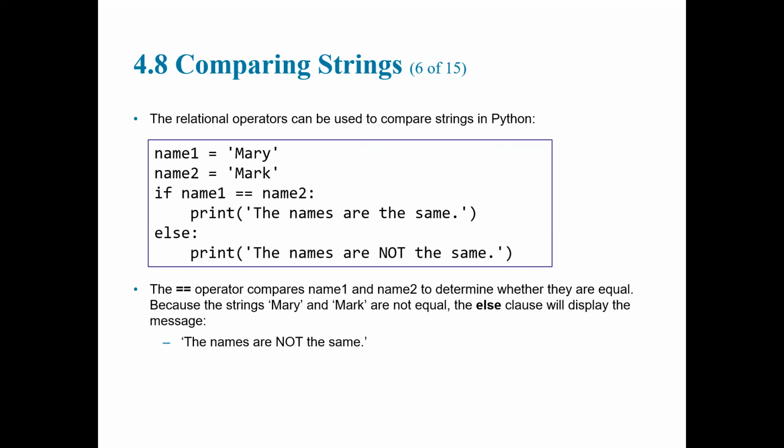Because the strings Mary and Mark are not equal, the else clause will display the message the names are not the same. And as happens in many programming languages, when you compare strings, every character is compared using the ASCII table. So basically M has a number representing it on the ASCII table, A has a number represented on the ASCII table, R has a number represented on the ASCII table. So the big difference here is Y. Y and K need to be tested, and they end up with different numbers, so they're not the same, and so we say the names are not the same.